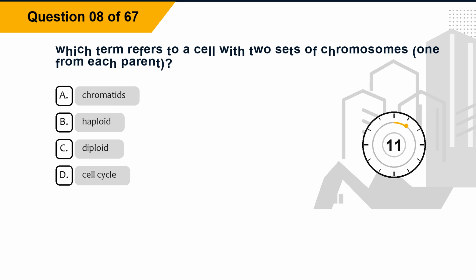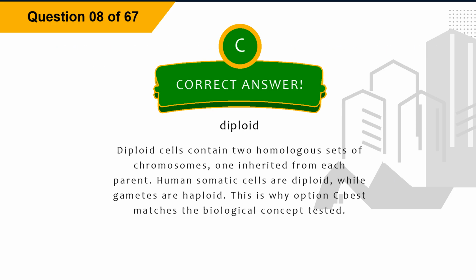Question 8. Which term refers to a cell with 2 sets of chromosomes, 1 from each parent? Option A, chromatids. Option B, haploid. Option C, diploid. Option D, cell cycle. The correct answer is option C, diploid. Explanation. Diploid cells contain 2 homologous sets of chromosomes, 1 inherited from each parent. Human somatic cells are diploid, while gametes are haploid. This is why option C best matches the biological concept tested.